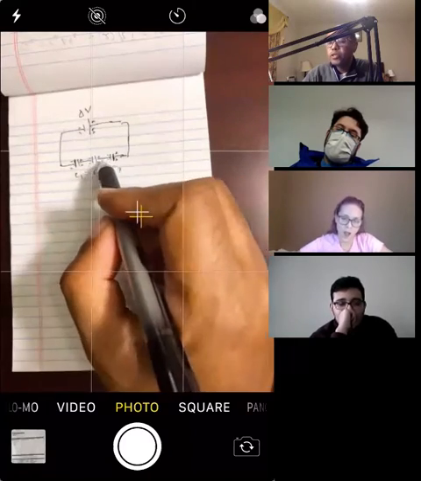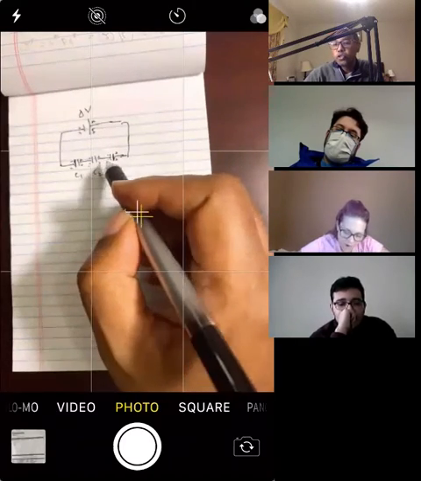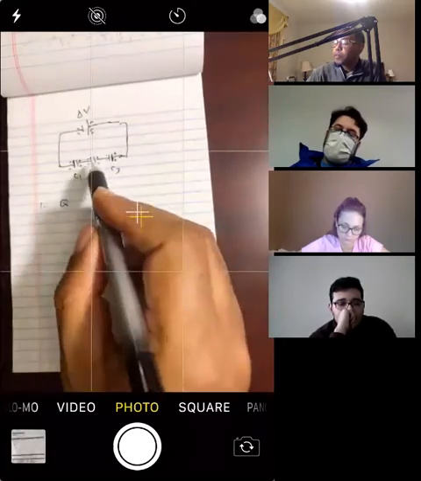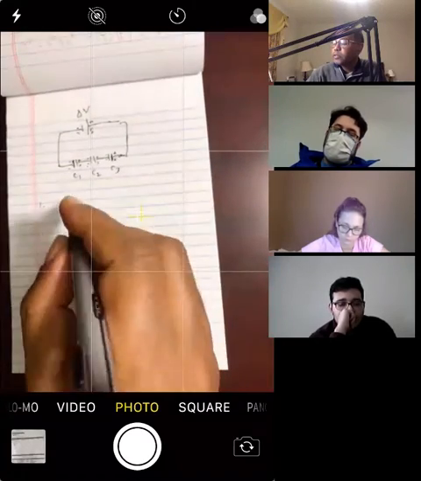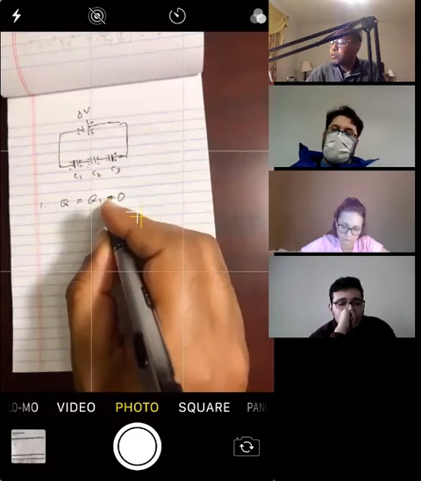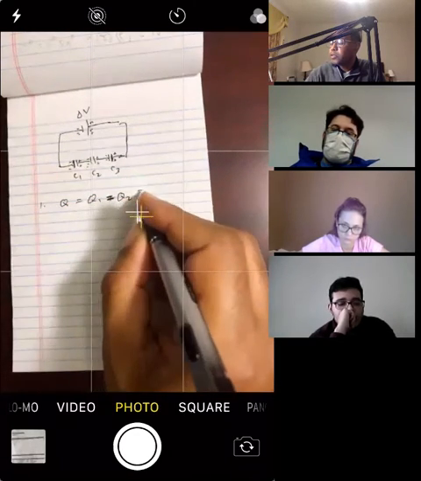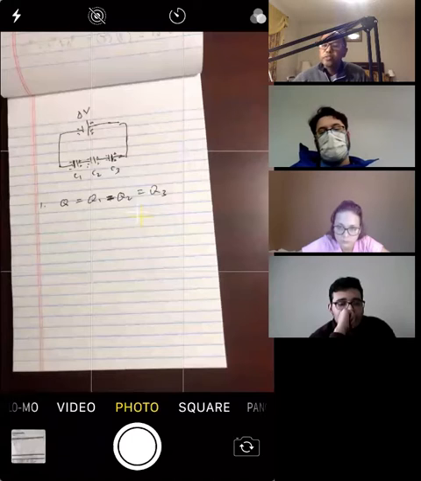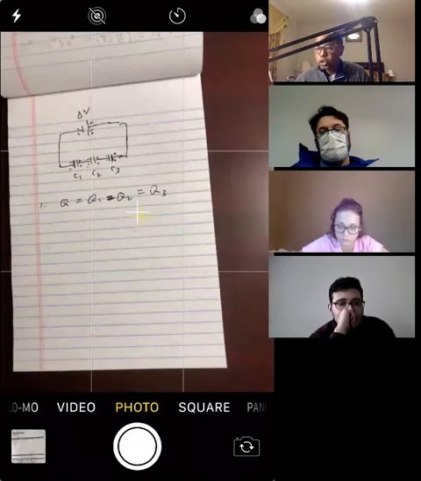So all these capacitors are going to have the same amount of charge, okay? So the first property is that the total charge accumulated by all the capacitors equals Q1, which equals Q2, which equals Q3. That's one of the properties of a series combination. If capacitors are connected in series, then all of them contain the same amount of charge, and that charge equals the total charge in the system or in the combination.